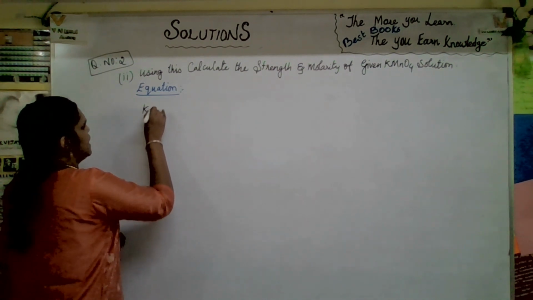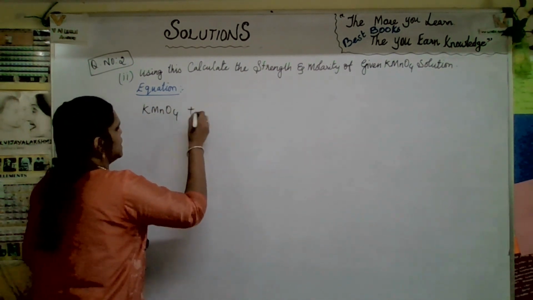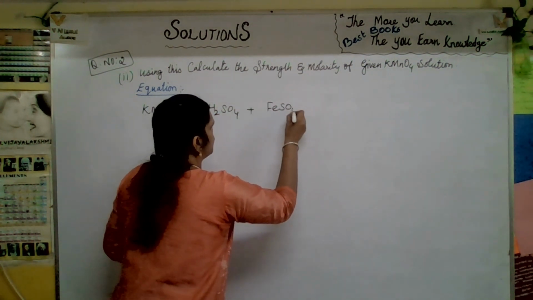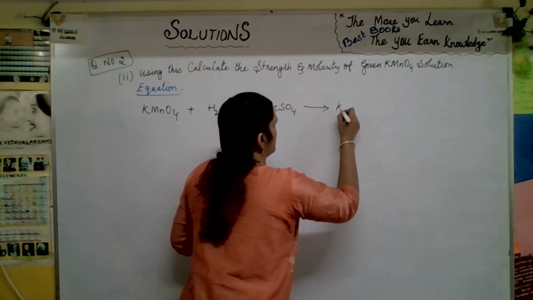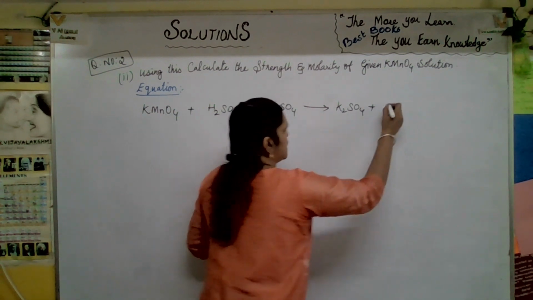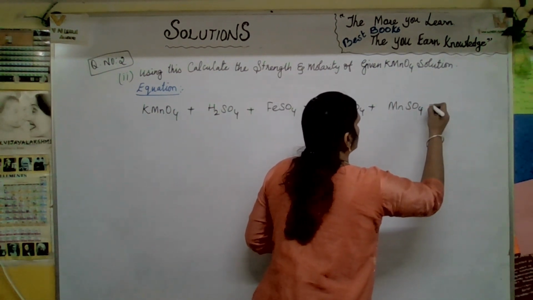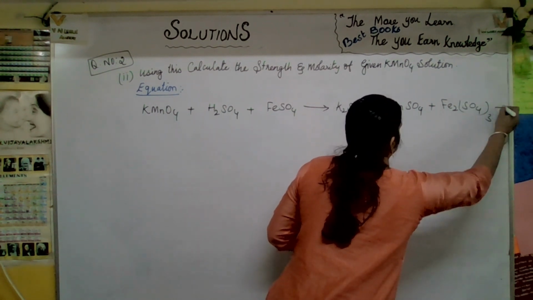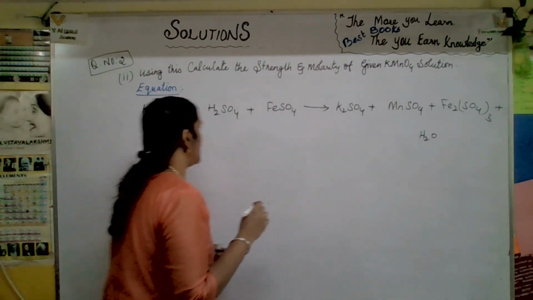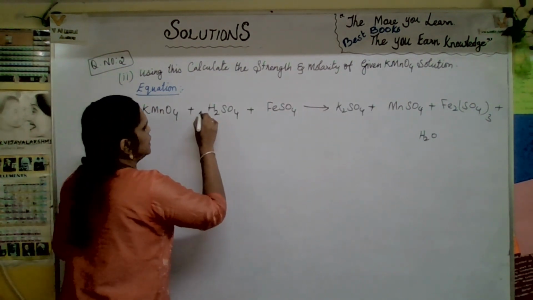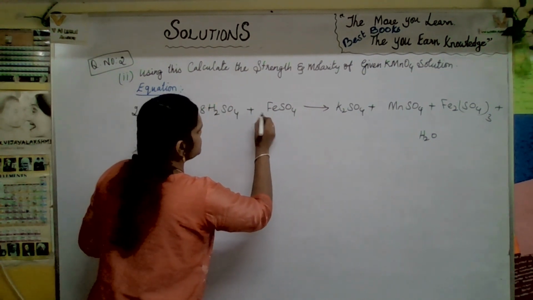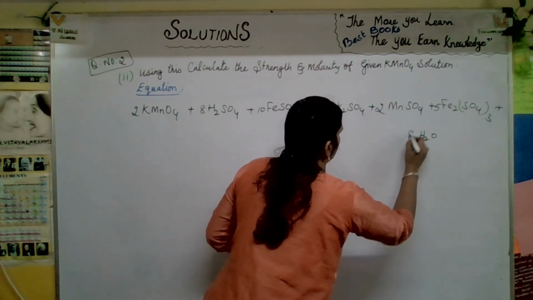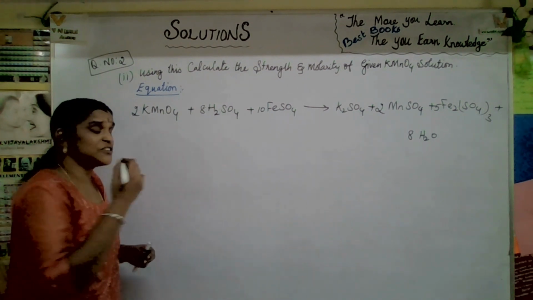Okay, now here KMnO4 plus H2SO4 plus FeSO4 gives K2SO4 plus MnSO4 plus Fe2(SO4)3 plus H2O. Now to balance this equation, 2 KMnO4, here 8 H2O, here 10, right? So here 2 and here 5, 2 fives are 10, and here 8. Okay, now let us write that reduction and oxidation process.